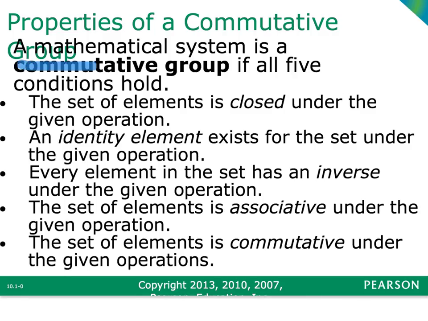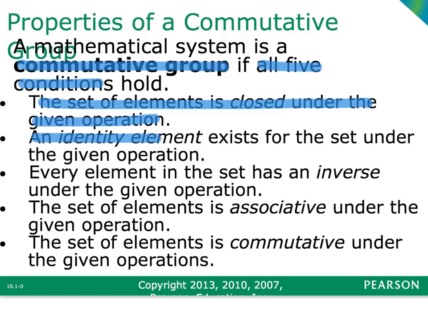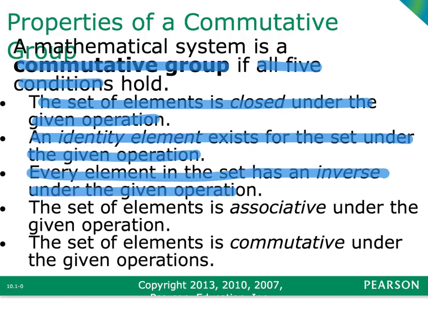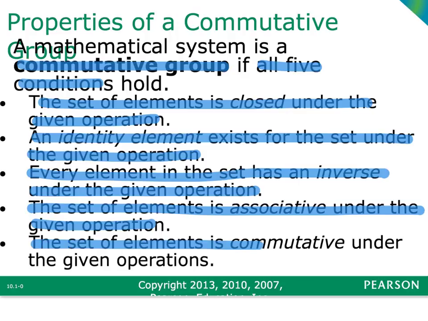For a commutative group, we have to have all 5 conditions. Number 1, the set of elements is closed under the given operation, so closure. An identity element exists for the set for the given operation. Every element in the set has an inverse under the given operation. The set of elements is associative under the given operation. And finally, the set of elements is commutative under the given operation. We have to have all 5 of those apply to have a commutative group. So think of it as a group that also has a commutative property, and that's the 5th requirement.